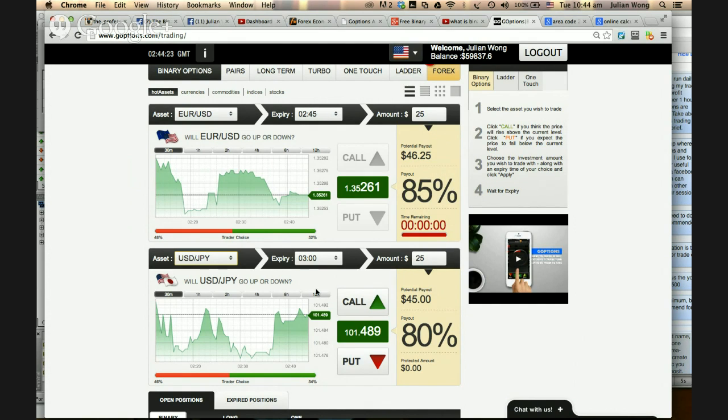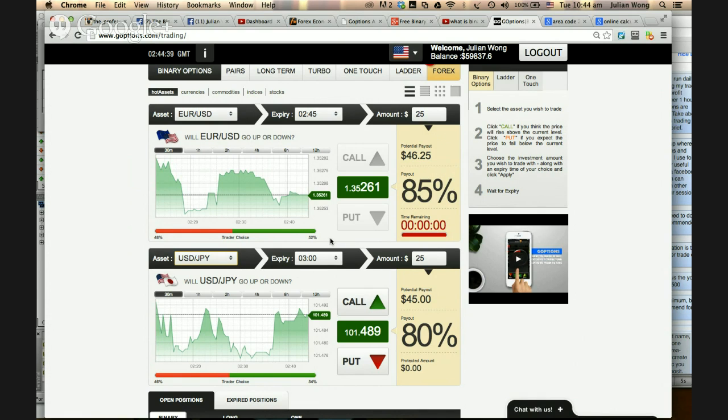So if your initial trade was meant to be the USDJPY, then you may not have won by a very big margin. You could have been flat. But if you had also taken this one, then that could have been a win. So that actually helps you to spread your odds out a little bit.